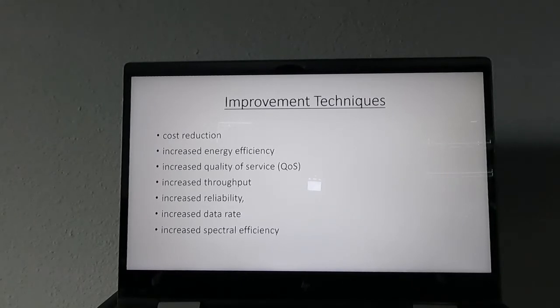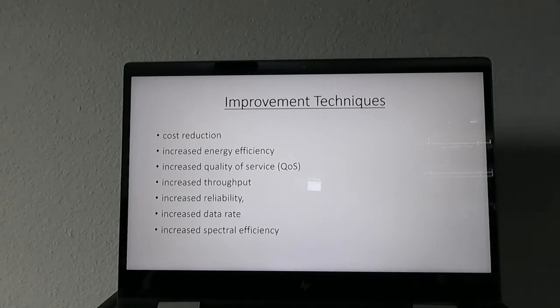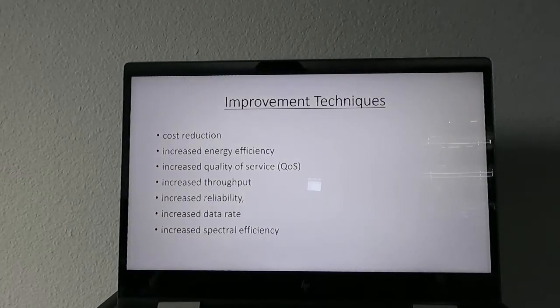So, to improve on the limitations, different areas of research are being pursued that have to do with cost reduction, increased energy efficiency, increased quality of service, increased throughput, increased reliability, increased data rate, increased spectral efficiency.